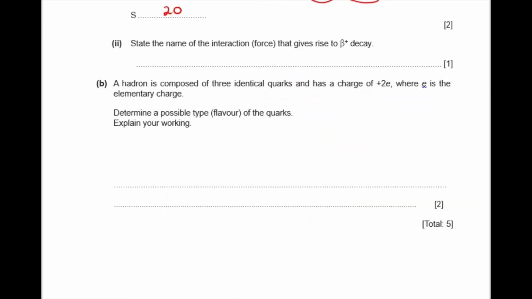2. State the name of the interaction force that gives rise to beta positive decay. Okay, here is the weak interaction force.